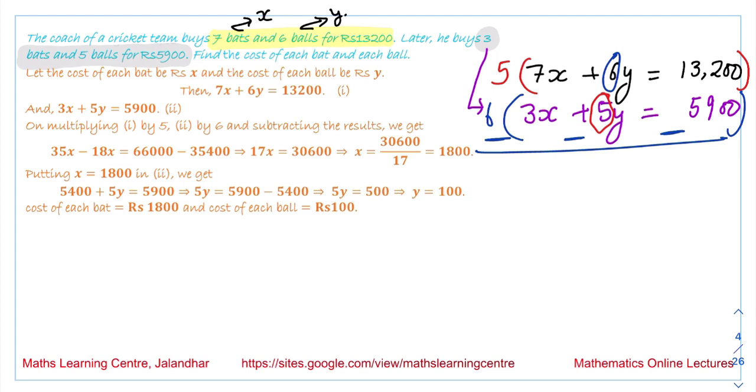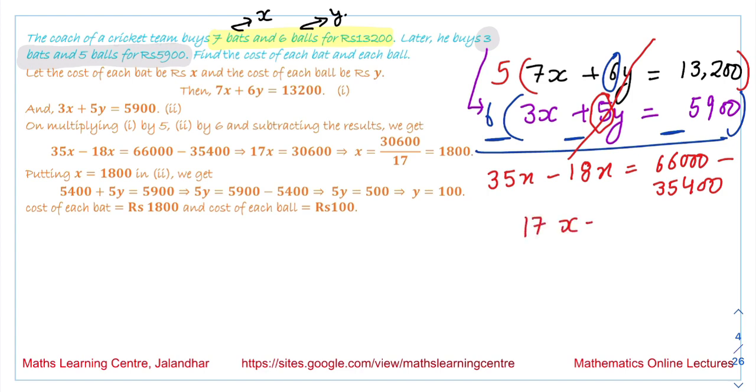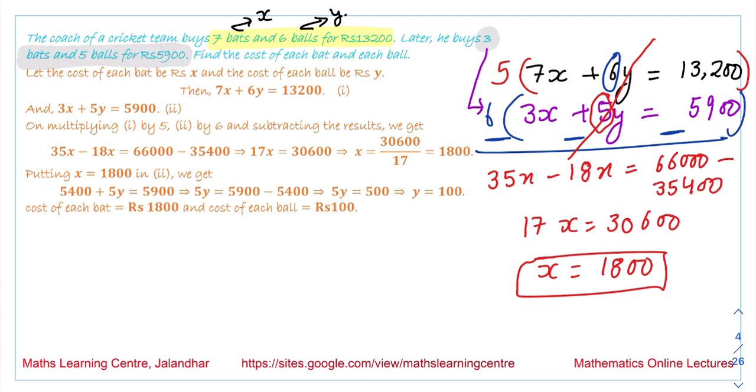On subtracting these equations, these two terms will get cancelled out, and what we will be left with is 35x minus 18x, which is equal to 66000 minus 35400. So it is 17x is equal to 30600. So the value of x you will get is 1800. It is rupees 1800.